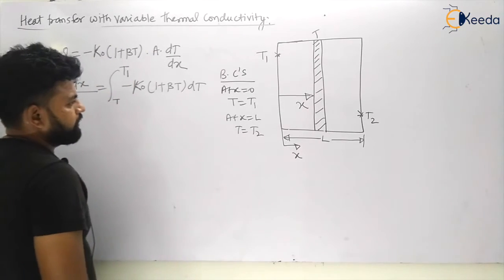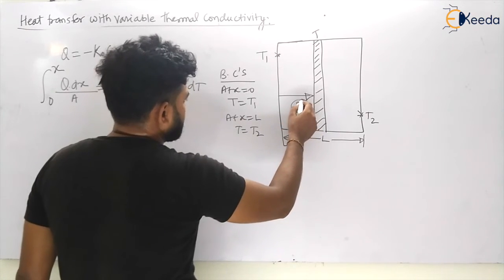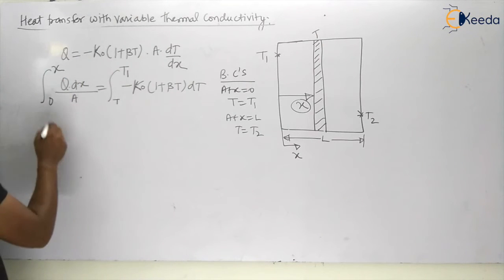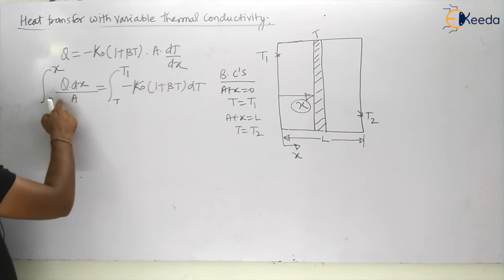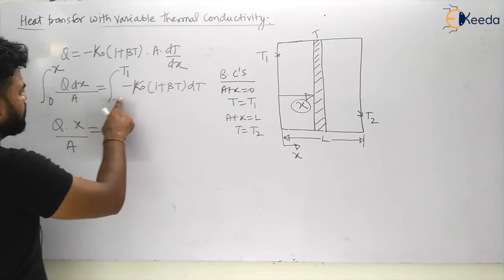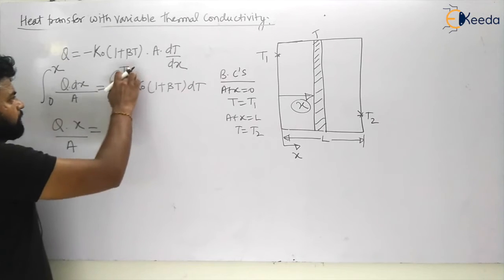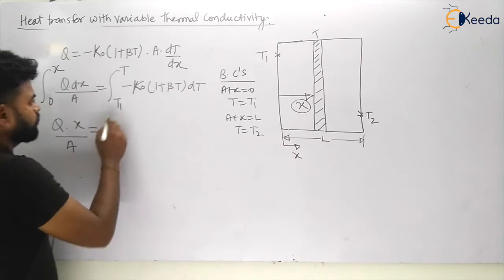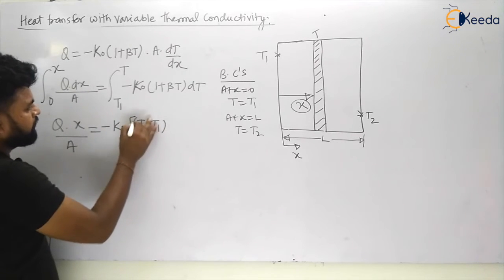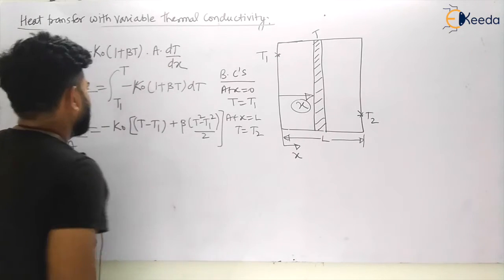Or let us take this length x, at a distance x from this left face. So this will become Q into x by A. Now this will become T1 to T, because the negative sign is already there. So this will become how much? Minus K naught, this will become T minus T1 plus beta T, that will become T, or 1 plus beta.